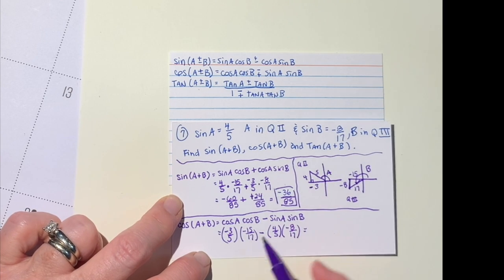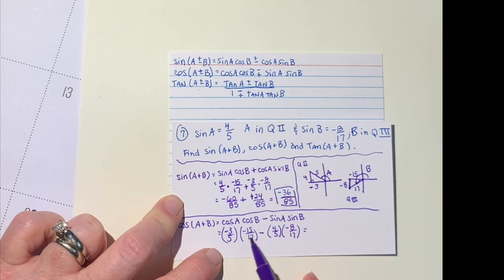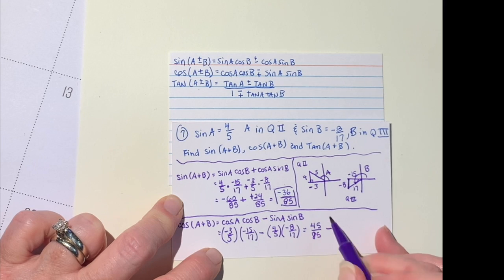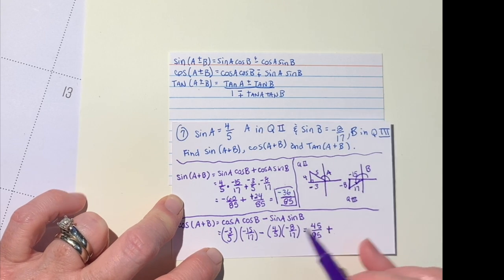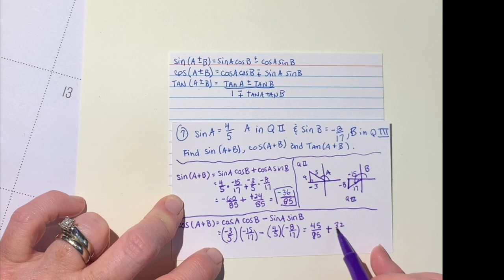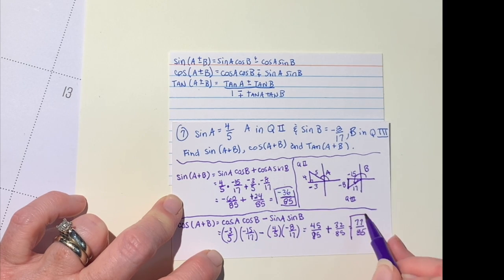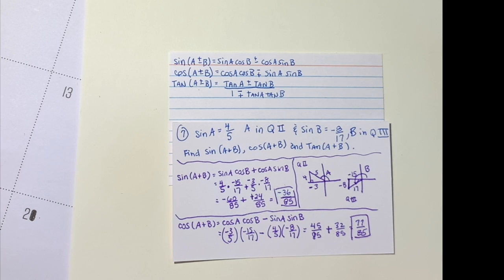All right, I'm going to simplify, that's going to be 45 over 85. 3 times 15 over 85 minus a negative, so it's actually going to turn to a plus, 32 over 85. 45 plus 32 is 77 over 85. And that is your cosine. I'm going to run out of room here, so grab another card.